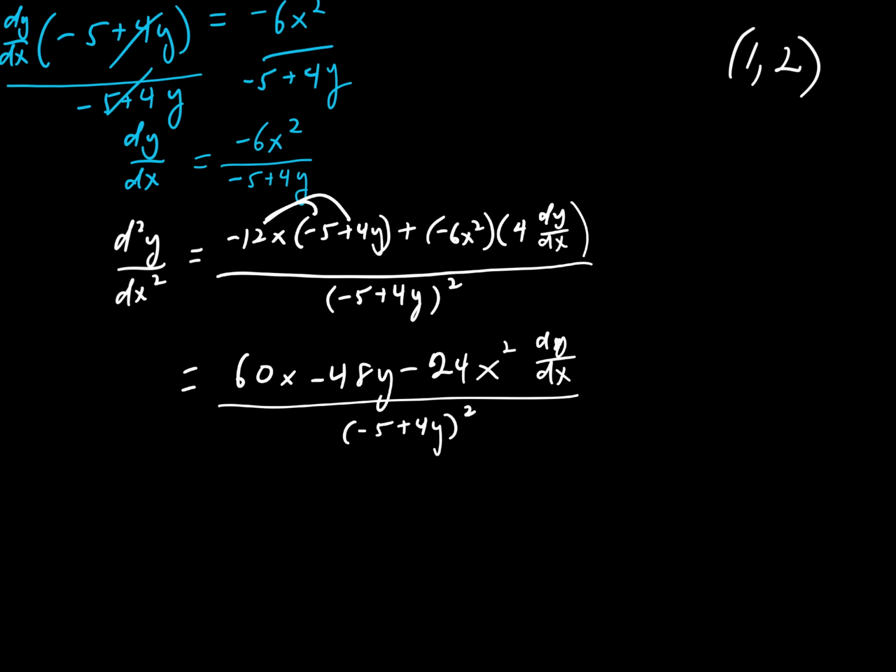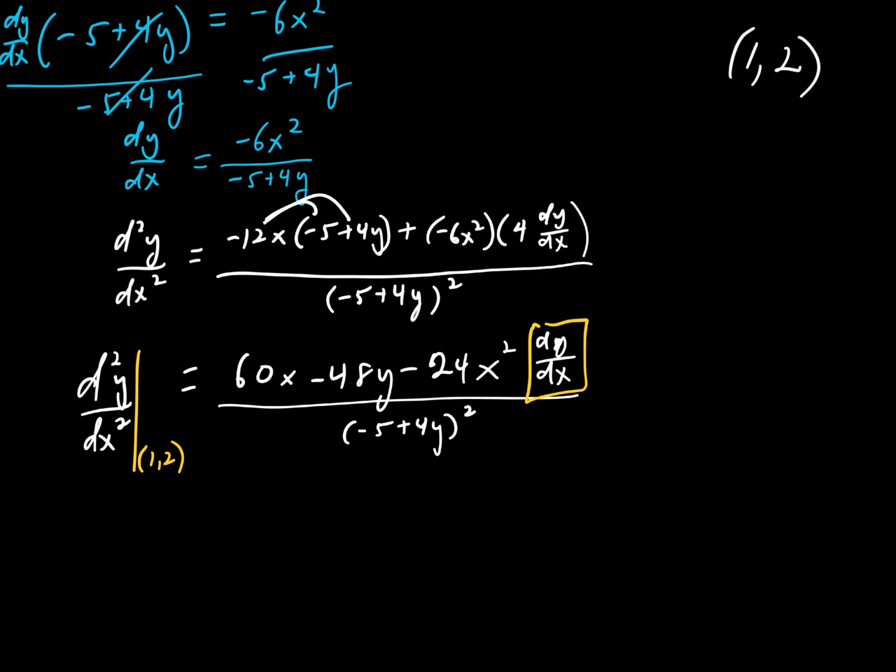Now, what's the problem here? So now we are asked to take the second derivative, and this is what we need to do. We need to evaluate this at 1, 2. All right, fine. I plug in 1s and 2s into the x's and y's, but do you see this problem here? What the heck do we do with that?